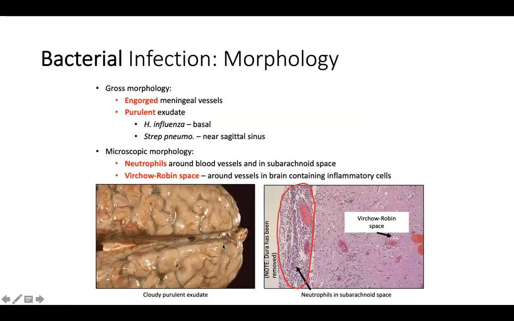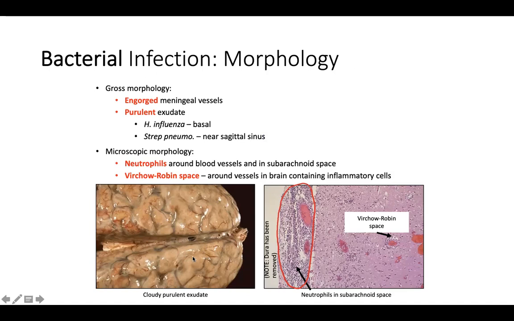Big star. Bacterial infections. So grossly, there's going to be engorged vessels, purulent exudate. So we see lots of it, it just looks gross, honestly.